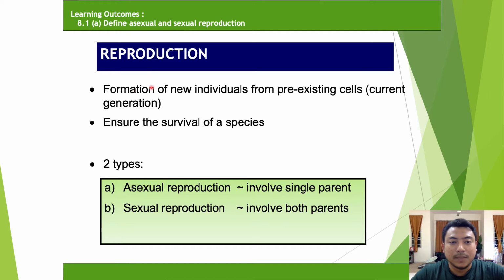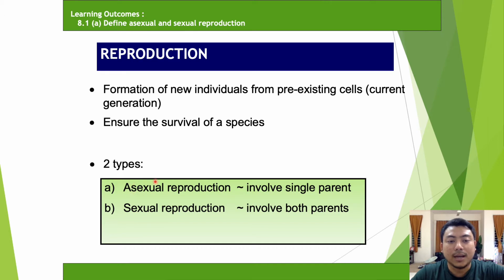What is reproduction? It is the formation of new individuals from pre-existing cells, i.e. the current generation. It means that for reproduction, we are forming new individuals from a species or from a cell that's already existing, yang memang sudah sedia ada, bukan yang belum tak ada lagi. The function of reproduction is to ensure the survival of a species. There are two types of reproduction. The first one is asexual and the second one is sexual.